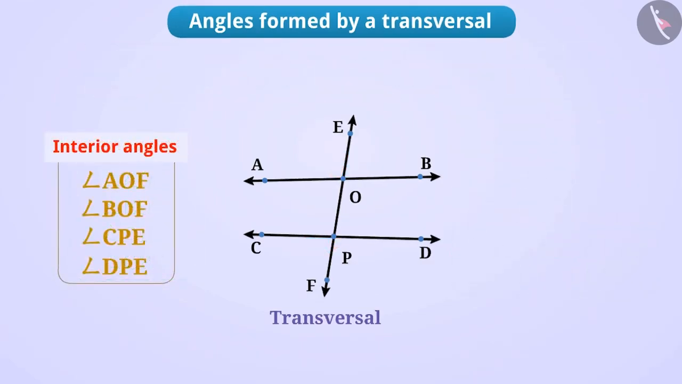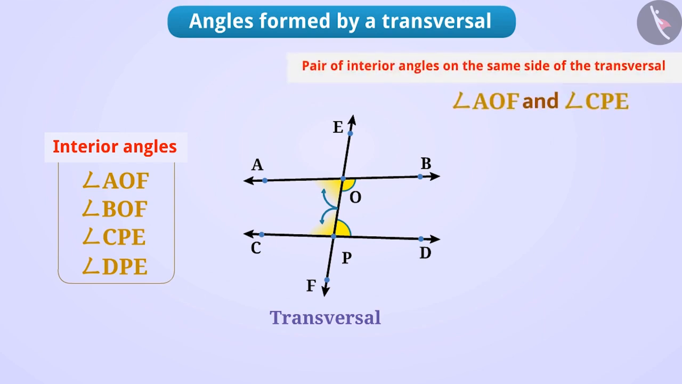Now let us concentrate on interior angles. Here the transversal EF of the line AB and the line CD forms four interior angles that are shaded. If we look at angle AOF and angle CPE, then we can see that they are on the same side of the transversal EF. Therefore, angle AOF and angle CPE are a pair of interior angles on the same side of the transversal. If we look at the other side of the transversal, we can observe another pair of interior angles formed on the same side of the transversal EF, angle BOF and angle DPE.